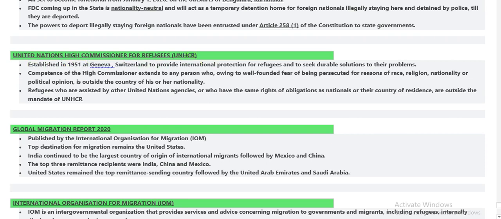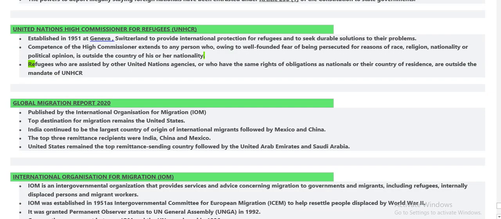The powers to deport illegally staying foreign nationals have been entrusted under Article 258(1) of the Constitution to state governments. United Nations High Commissioner for Refugees, UNHCR. Established in 1951 at Geneva, Switzerland, to provide international protection for refugees and to seek durable solutions to their problems.